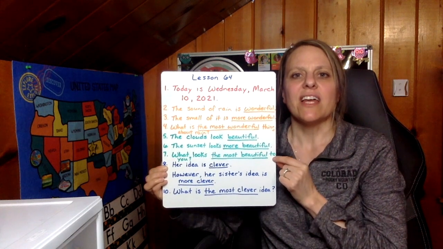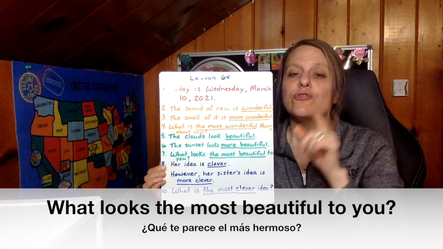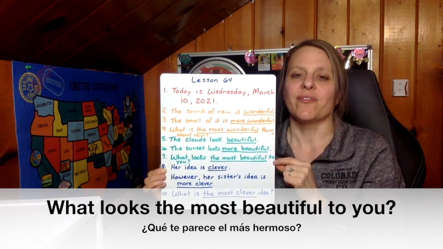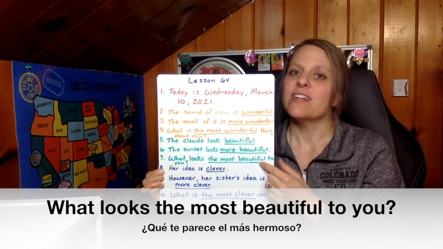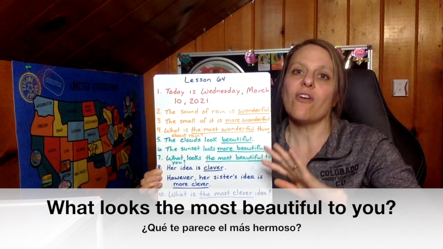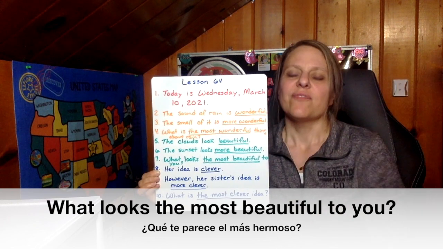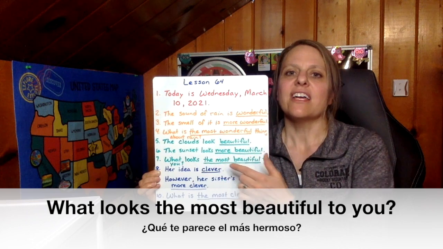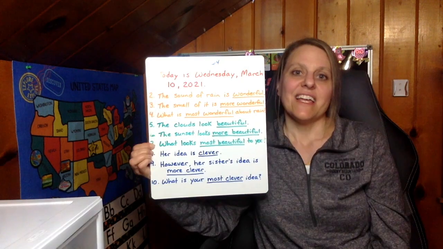Number 7, what looks the most beautiful to you? The most beautiful is the superlative. It compares all of the things that you see that are beautiful. You always use the in front of your superlative adjective.